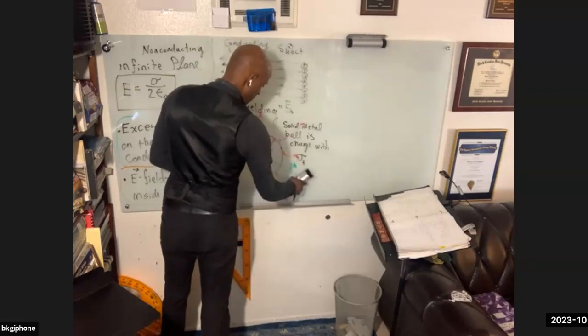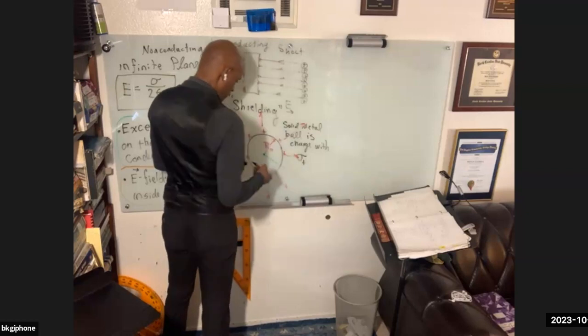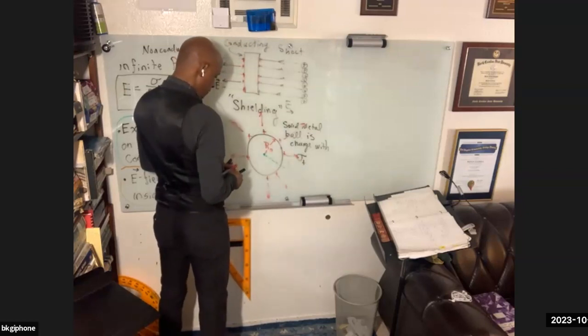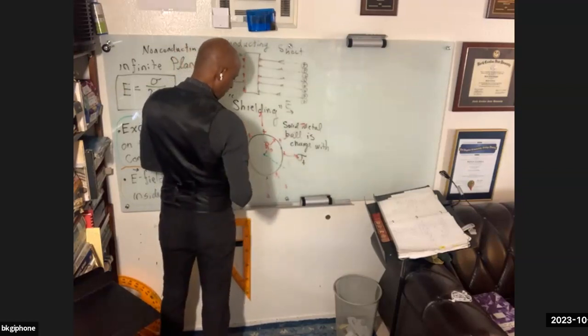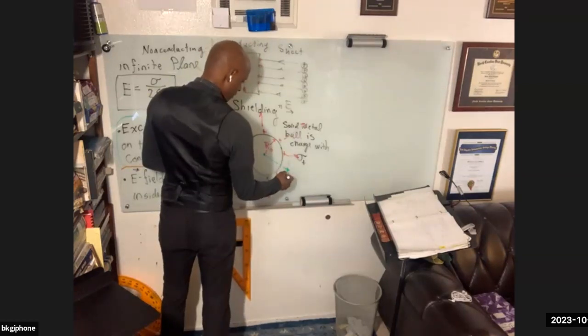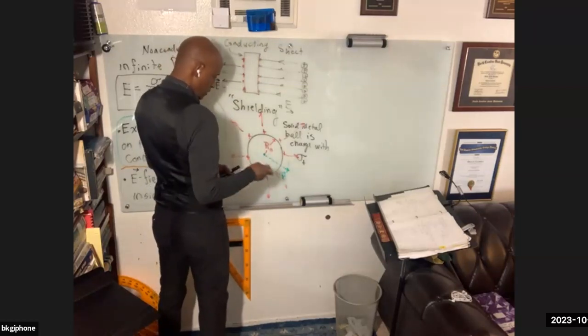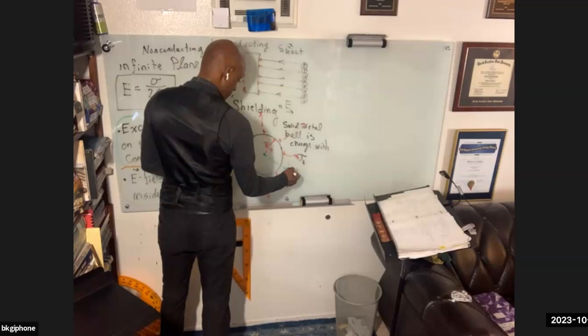Actually, I should make this a little bit smaller so I can draw my Gaussian surface. Not so big. So we'll make it right here. So this is point P, and we're going to call that vector r. Hopefully you can see that pretty well. And yeah, point P is here.